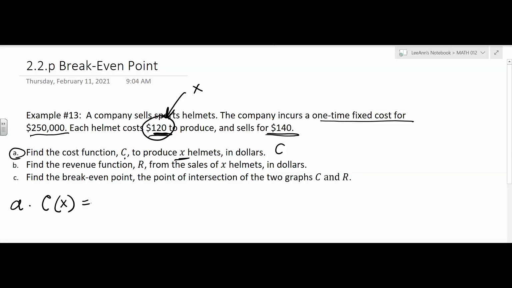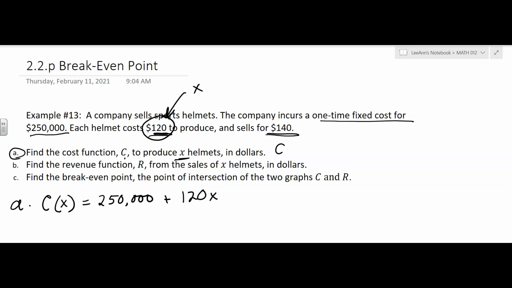And we know that in a cost function we have the fixed costs plus the cost that's based on how many helmets we're making. I think that's how we wrote it in the past. If you wanted to switch it and put 120x plus 250,000, you could do that. So that is the cost function right there. It's got the fixed costs and then the variable costs, which depend on how many helmets we're making.